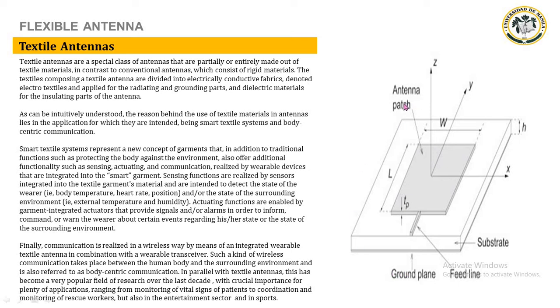A patch antenna is a type of antenna with a low profile which can be mounted on a surface. It consists of a planar rectangular, circular, triangular, or any geometrical sheet or patch of metal mounted over a larger sheet of metal called a ground plane.